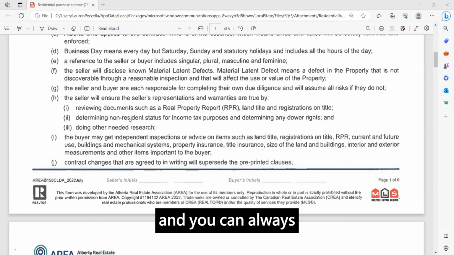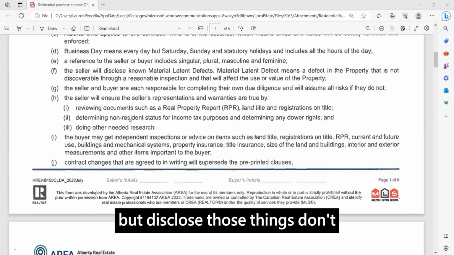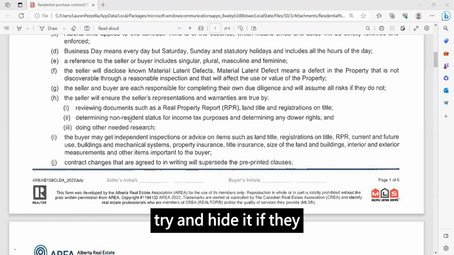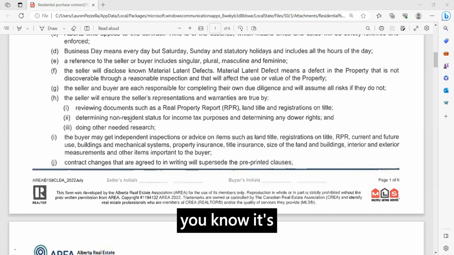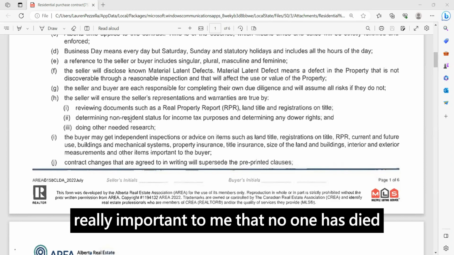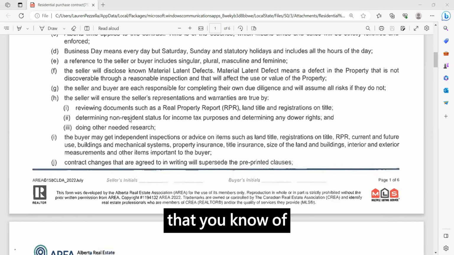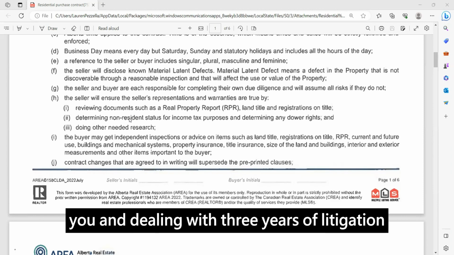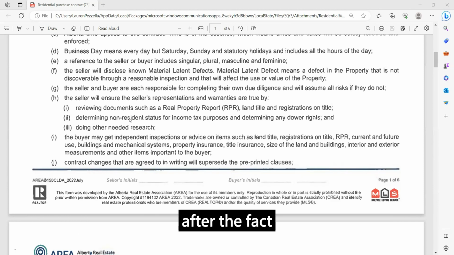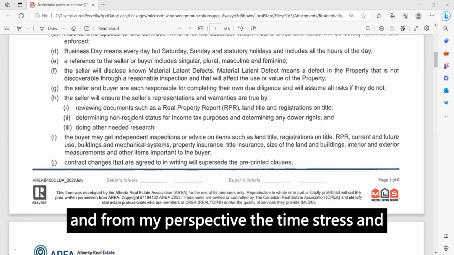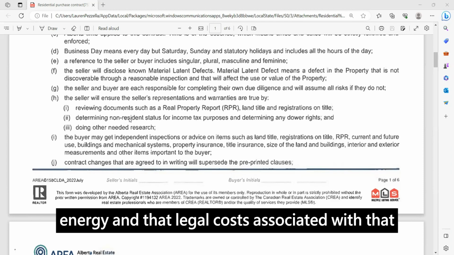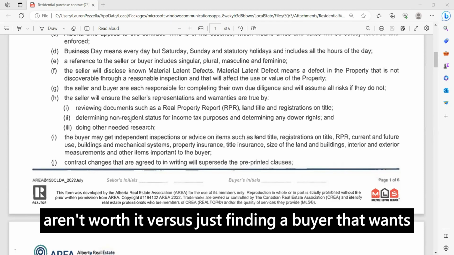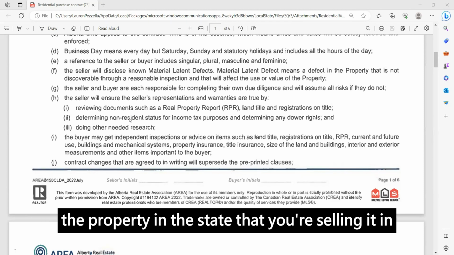Say no. And you can always say no. You don't have to accept their sales price, but disclose those things. Don't try and hide it. If they say, hi, it's really important to me that no one has died in this house that you know of, right? Just tell them. What you don't want at the end of the day is someone suing you and dealing with 3 years of litigation after the fact, purely because you tried to hide something. And from my perspective, the time, stress, and energy, and then legal costs associated with that aren't worth it versus just finding a buyer that wants the property in the state that you're selling it in.